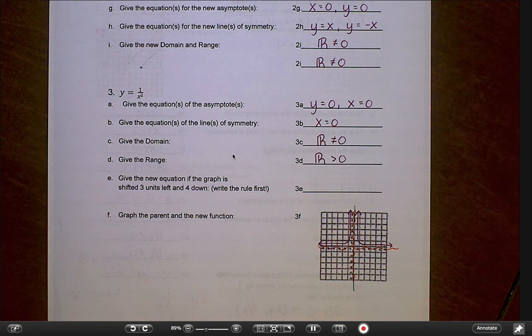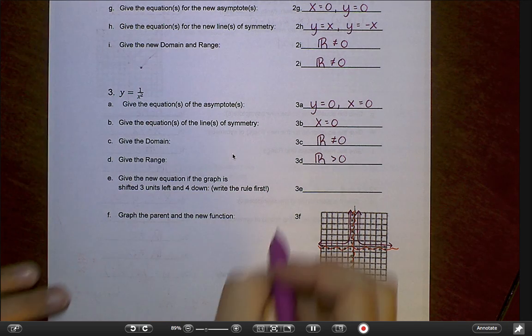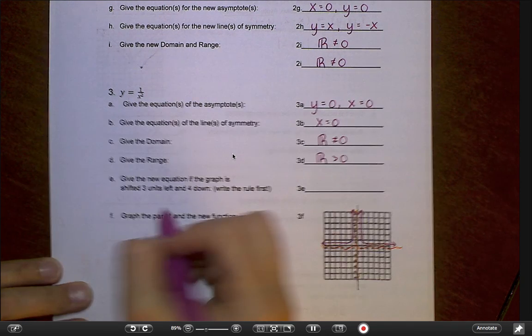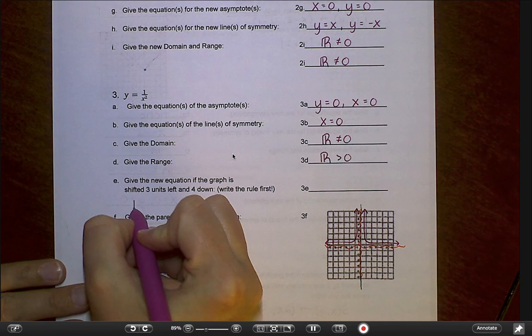Okay, so give a new equation with this transformation, 3 to the left and 4 down. And so I'm going to write my rule.